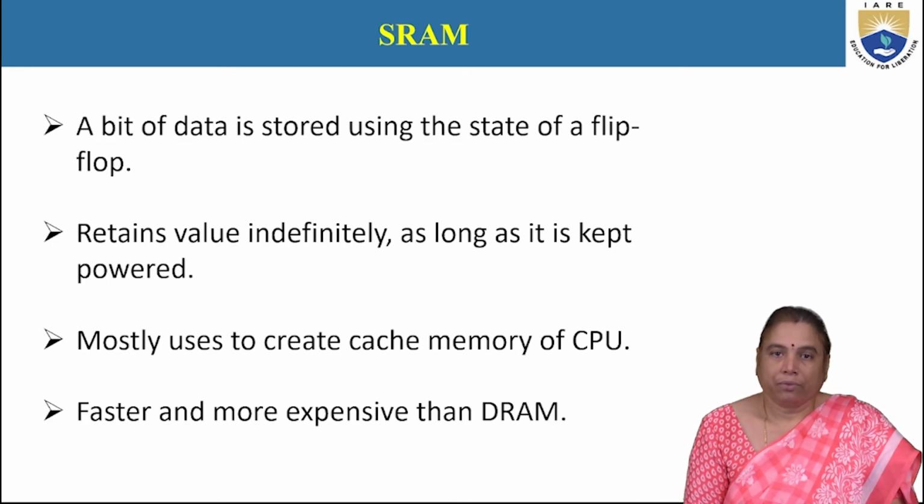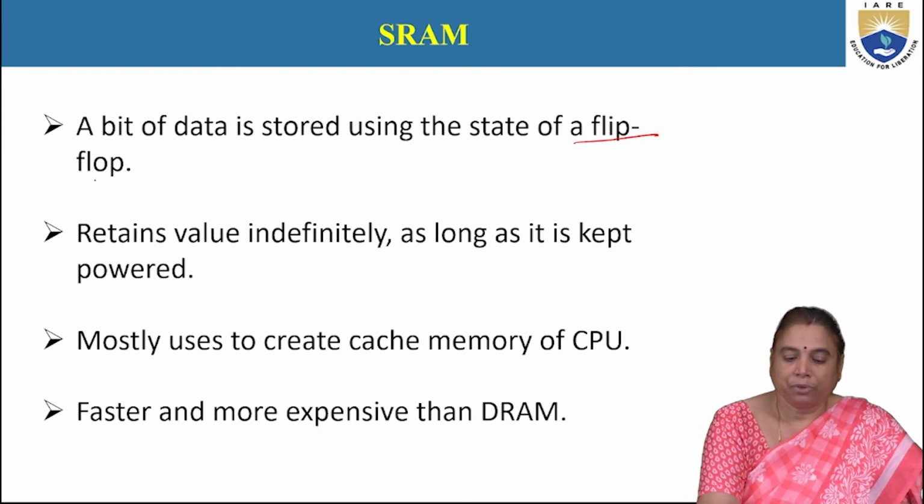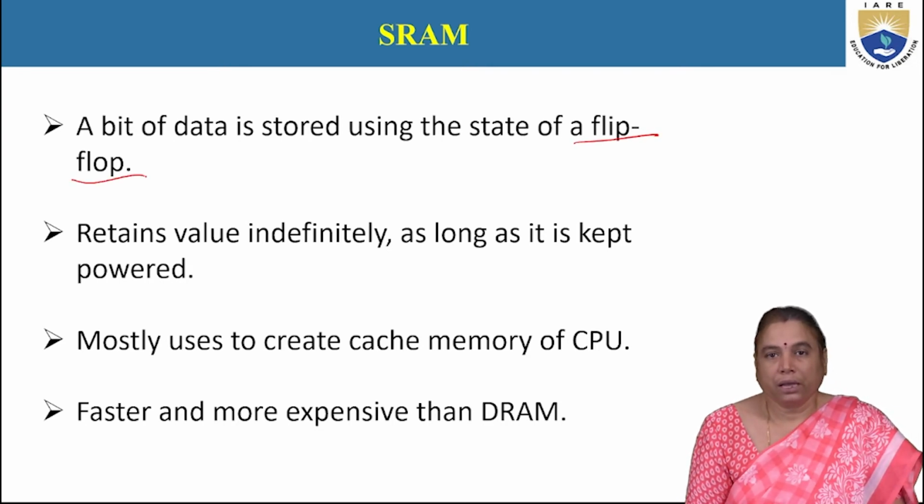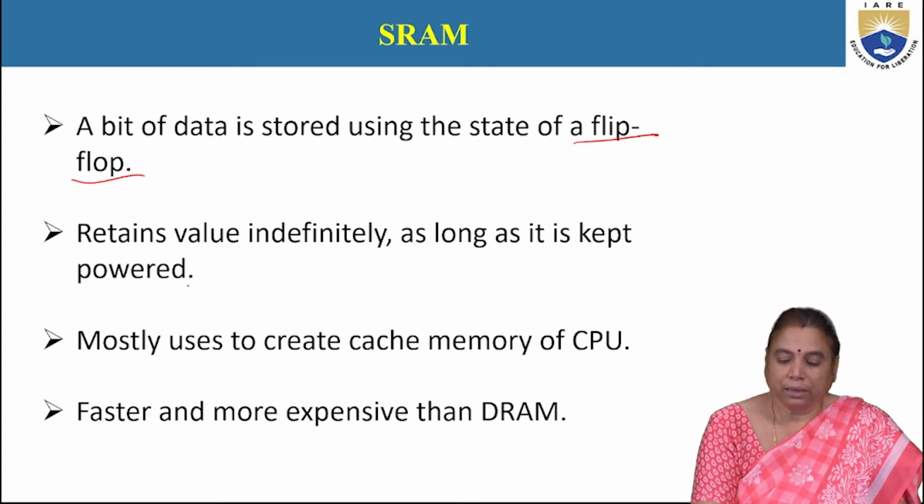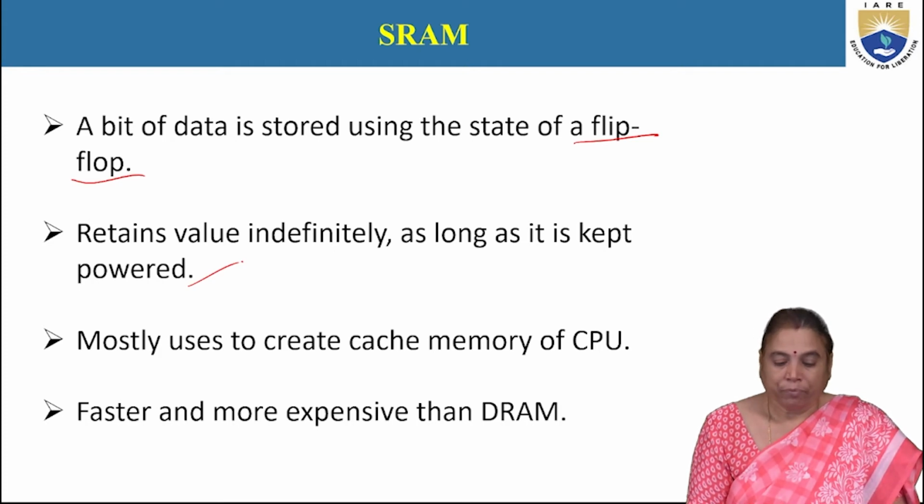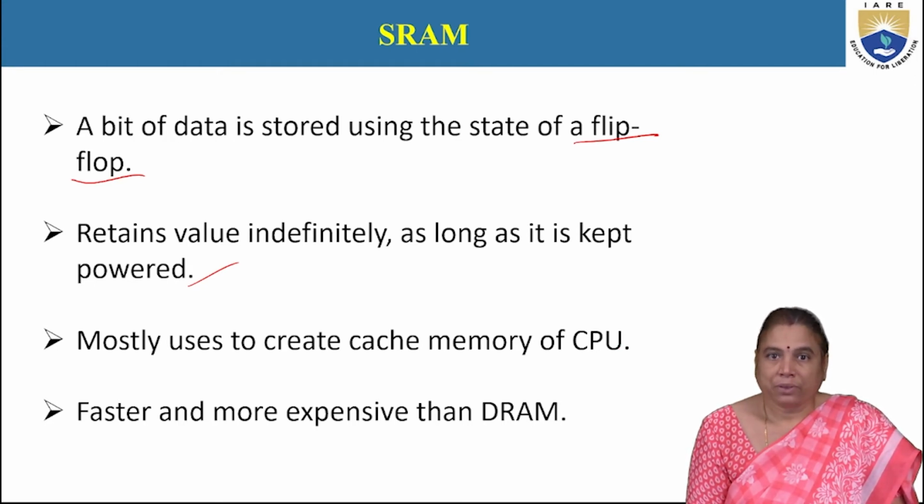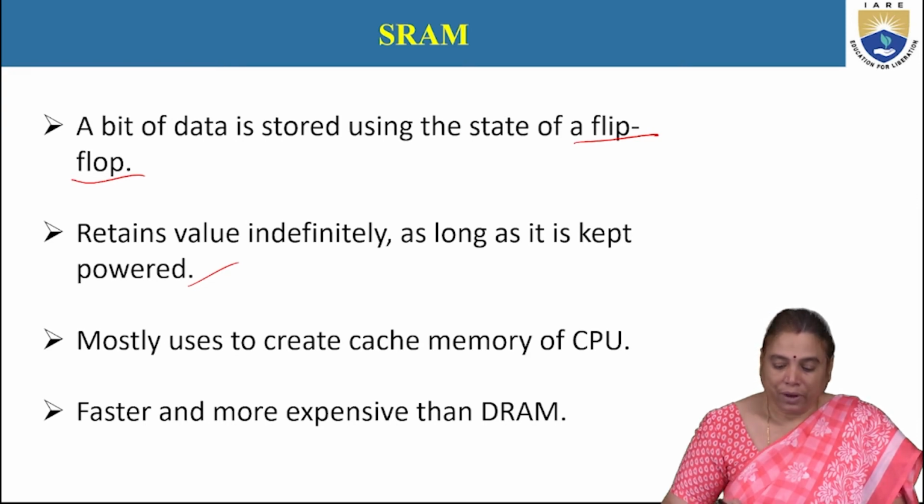The two varieties of RAM are SRAM, static RAM, and dynamic RAM. In SRAM, a bit of data is stored using the state of a flip-flop. The flip-flop is the major electronic element used in the SRAM. It retains its value indefinitely as long as it is kept powered. It is mostly used to create the cache memory of the CPU. It is faster and more expensive than DRAM. The cache memory is generally static RAM.